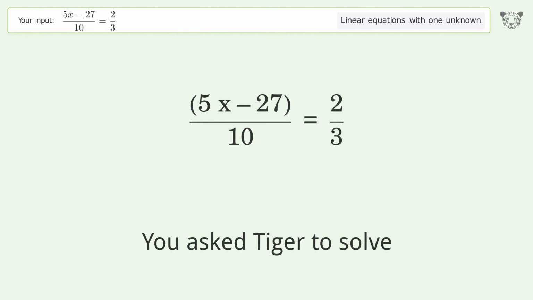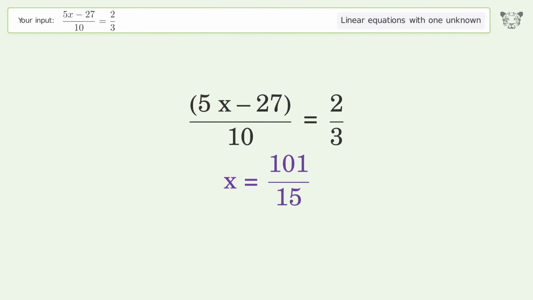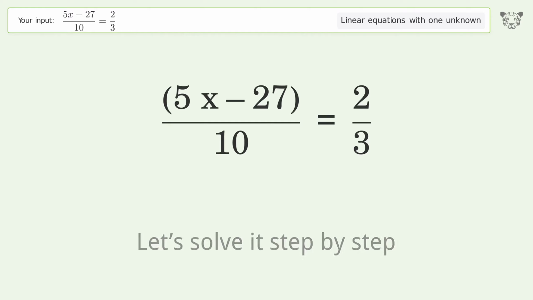You ask Tiger to solve. This deals with linear equations with one unknown. The final result is x equals 101/15. Let's solve it step by step.